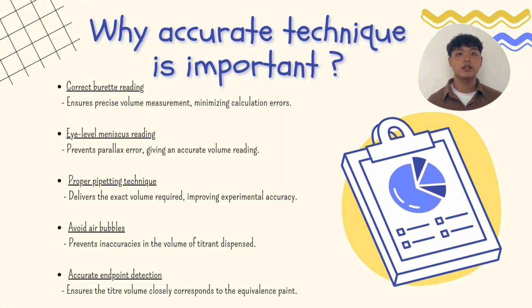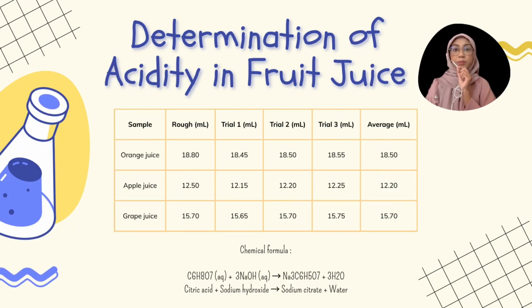By following these techniques carefully, we can obtain reliable and precise experimental data. Now, I will present the result of our acid-base titration experiment to determine the acidity of different fruit juices. 3 samples were tested, which were orange juice, apple juice, and grape juice. Each sample was titrated 3 times to improve the accuracy and reliability of the results.